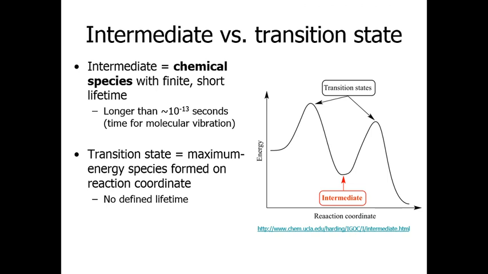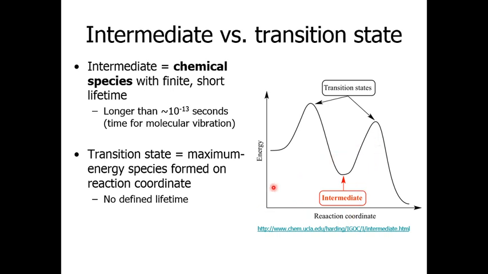So here is an example and a difference between an intermediate and a transition state. An intermediate is a chemical species with a finite short lifetime. It's longer than 10 to the minus 13 seconds, but still there is a finite lifetime. Whereas a transition state is the maximum energy species formed on the reaction coordinate. There is no defined lifetime.